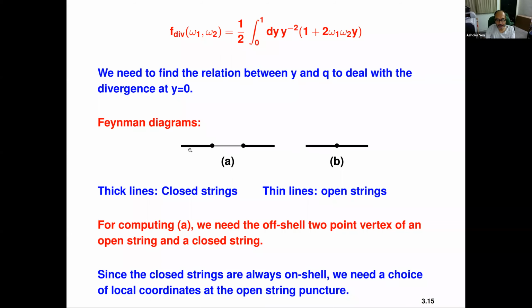And you can easily convince yourself that the CC amplitude basically comes from 2 diagrams, A and B. This is the contact interaction. This is where you have an internal open string propagator. Our convention will be that thick lines denote closed strings and thin lines denote open strings.